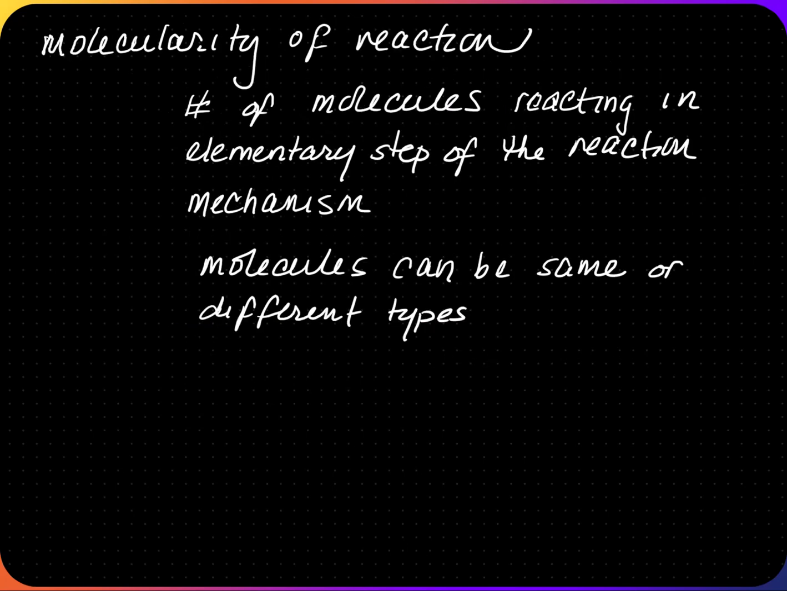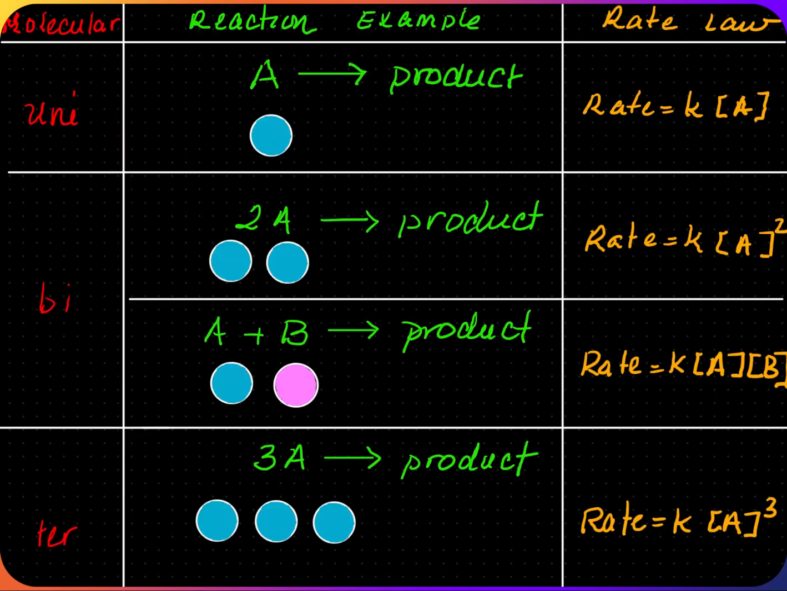Molecularity of a reaction is the number of molecules reacting in the elementary step of the reaction mechanism. These molecules can be the same or they could be different. There are 3 types. The first type is uni. Uni means one, so there is one molecule, or unimolecular. So the unimolecular general equation looks like A, which is one molecule, yields a product. So if I write the rate equation, the rate is equal to k[A].